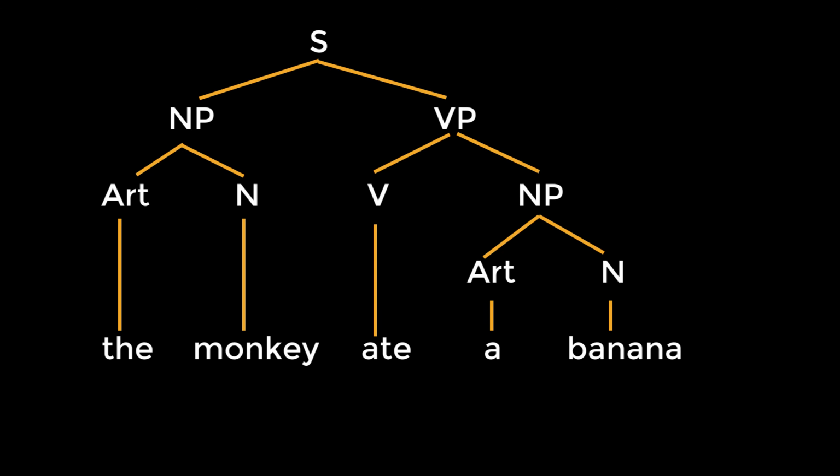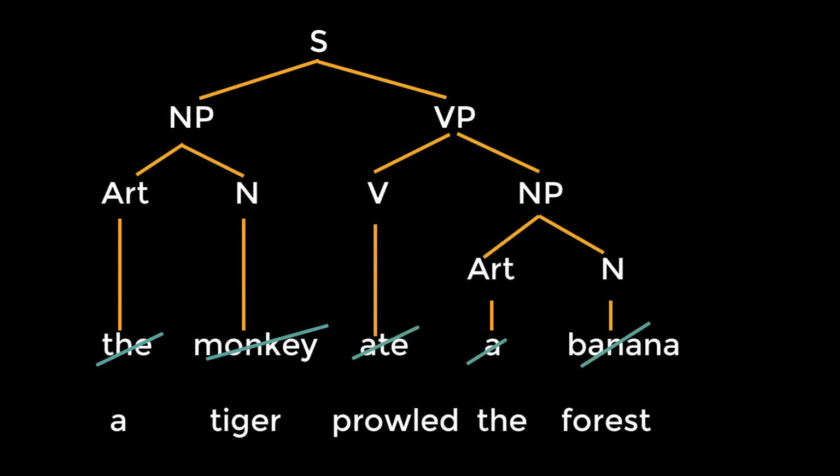For example, let's revisit the sentence, "The monkey ate a banana." S consists of NP and VP. The first NP consists of article and noun, the monkey. The VP consists of V and NP. The V is "ate." NP consists of article and noun, Art "a," N "banana." We could replace each word at the bottom of the diagram with another word from the same grammatical category. We could replace "the" with "a," "monkey" with "tiger," "ate" with "prowled," "a" with "the," and "banana" with "forest," giving us the sentence, "A tiger prowled the forest."